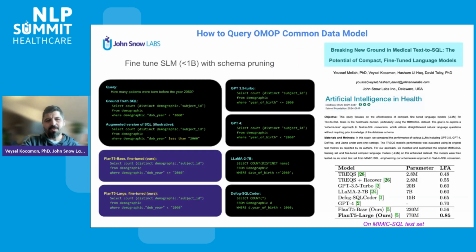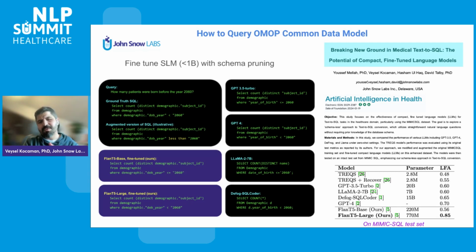Right. So what we did at John Snow Labs, we published a paper by using the MIMIC SQL dataset. Before even OMOP, we have been working on this, by the way, for the last 2 years. And then we managed to publish it last month. It's going to be published in the Artificial Intelligence in Health journal. And then we offered a solution for such high dimensional schemas: some schema pruning, and then only dealing with the field names and table names that the query requires.